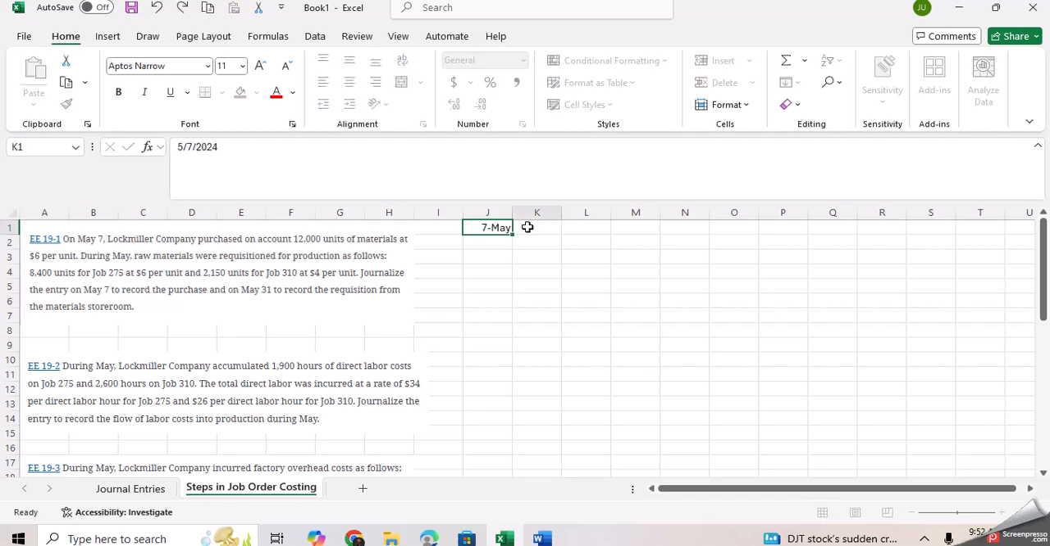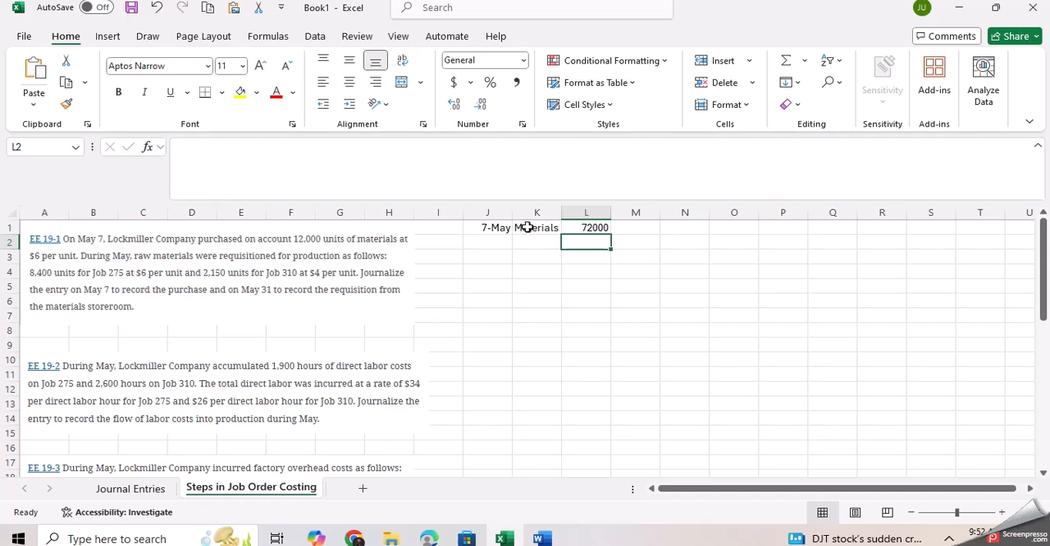So on May 7th, they purchased it. So it's going to go to materials inventory for the price of 12,000 units times $6 a unit. And then it'll go to accounts payable because they received a bill.